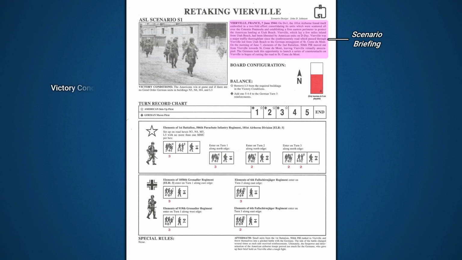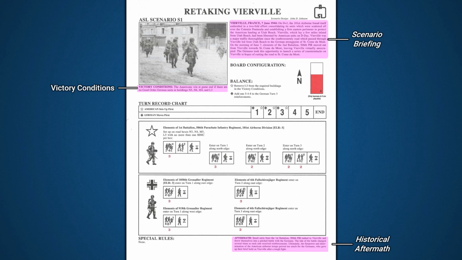The victory conditions section tells the Americans what they need to do to win the game. The Americans win at game end if there are no good order German units in the buildings N5, N6, M4, and L3. And presumably, the Germans win if they do have good order units in one of those buildings. If you want to understand what actually happened, you can check the aftermath section at the bottom of the scenario sheet.